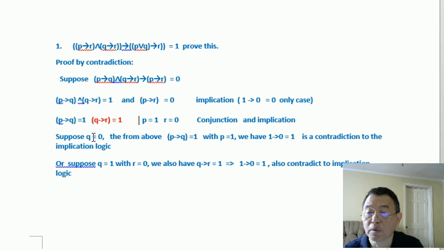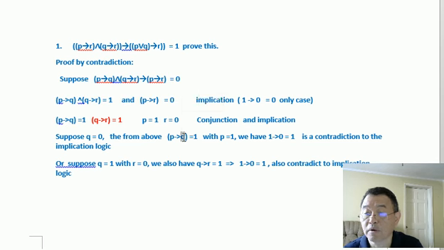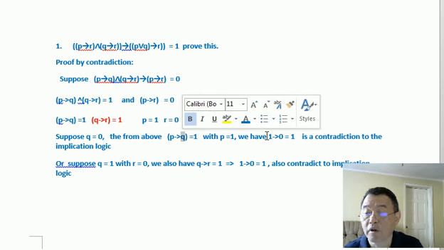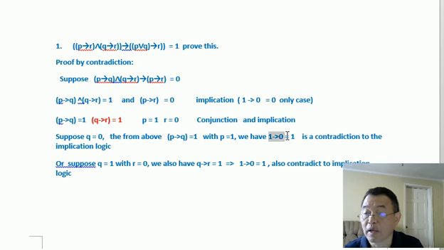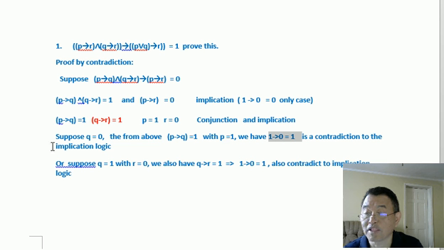Now let's see. Suppose Q equals 0. Okay, so from this part, Q equals 0, and from here P equals true from above. With P true and Q equal to 0, you will have 1 implies 0 equals true. That's false. Then that's a contradiction. Contradiction to what? To the implication logic.